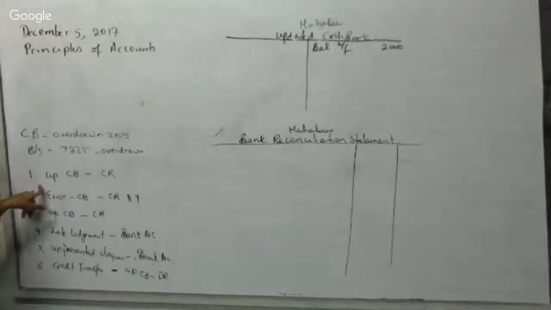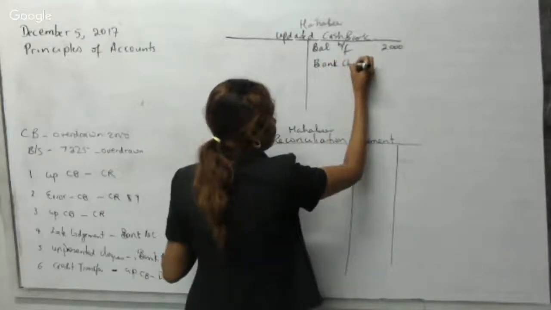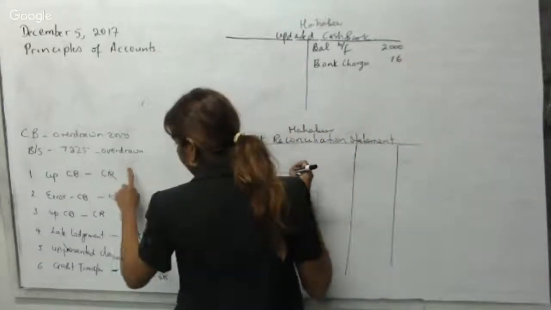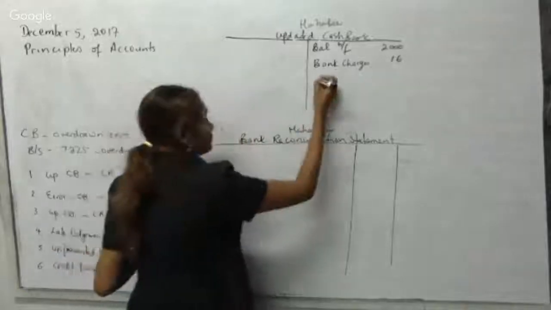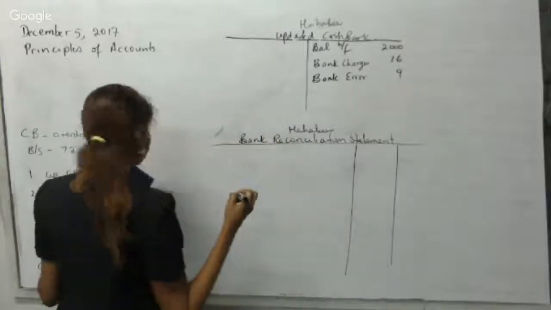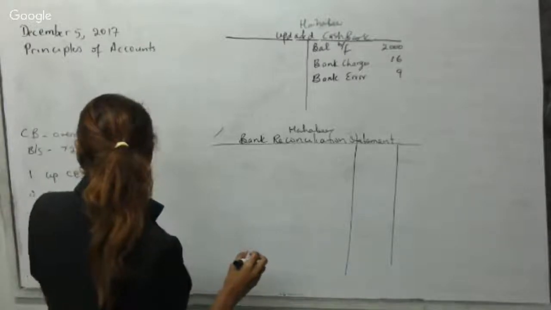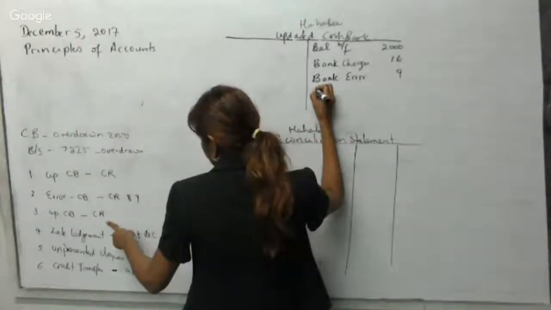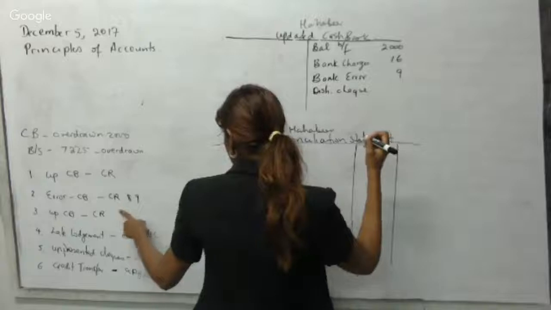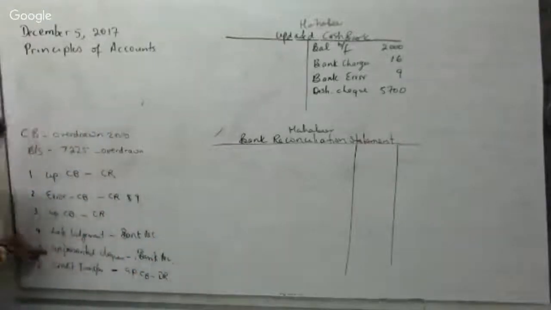So number one we said is the bank charges. How much was that? $16. Number two was an error that we needed to correct, $9. Yeah, you can write bank error. That's fine. And number three, credit as well. So how much was this check for? 5,700. Number 4 and number 5 belong to the bank recon.